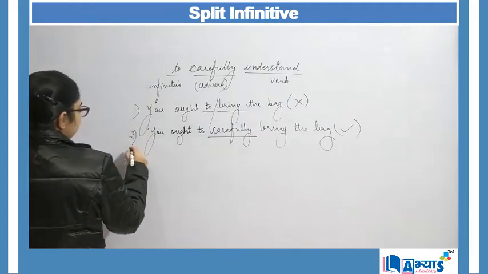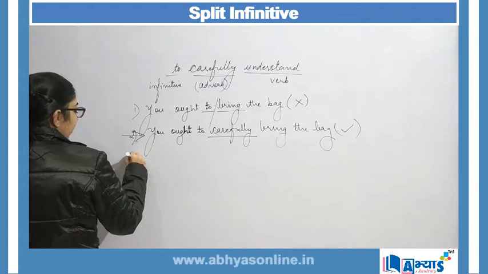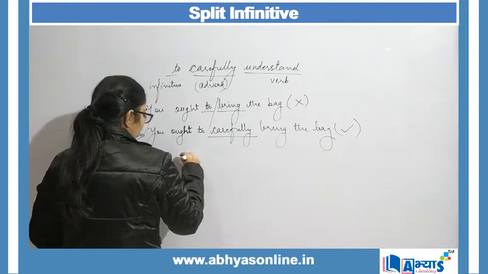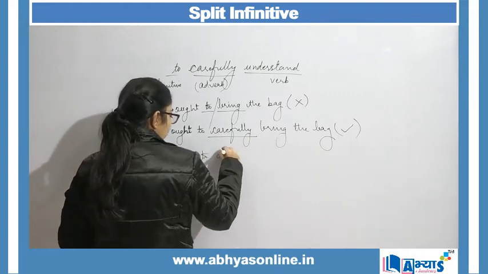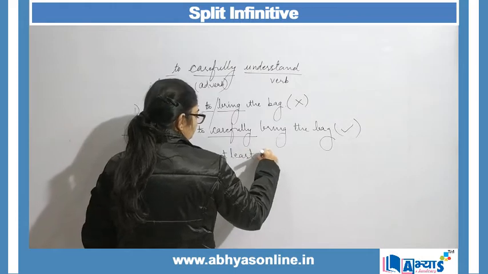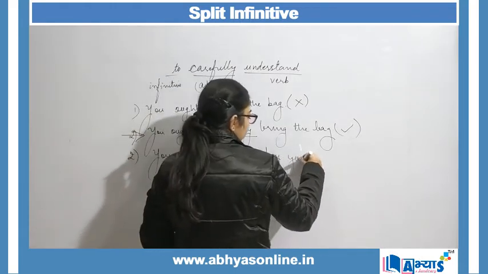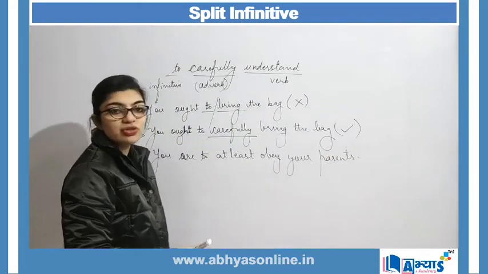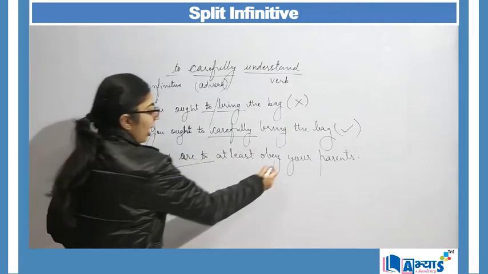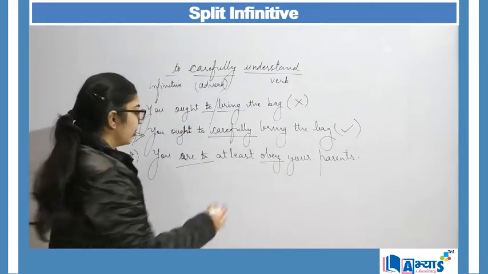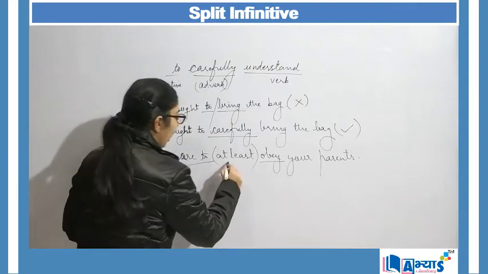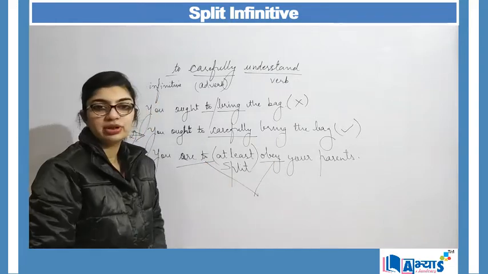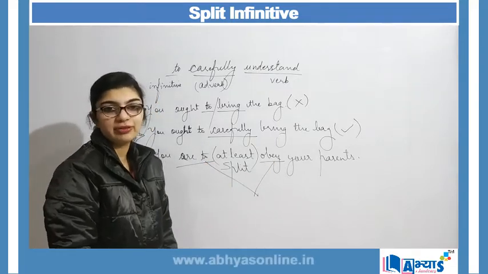Then I say, this is the same example. If I say that, "You are to at least obey your parents." So when I say "you are to at least obey your parents," "to" plus "obey" is my verb. "At least" over here is acting as a split between my infinitive and my verb. So this is an example of split infinitive.